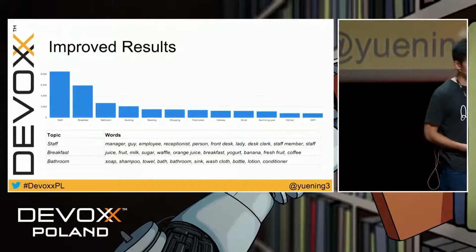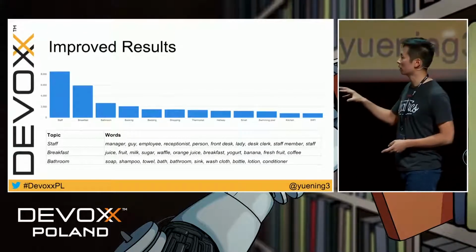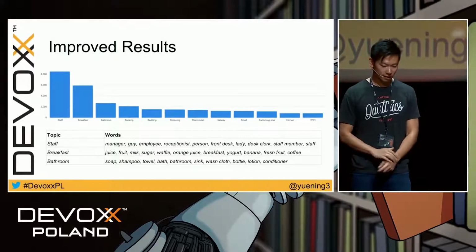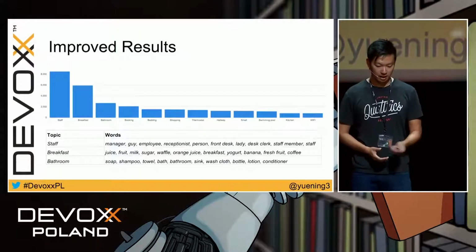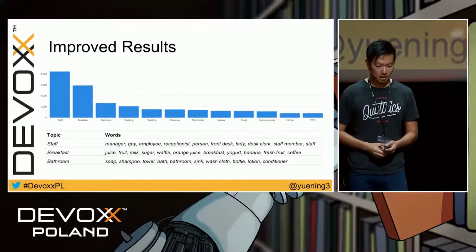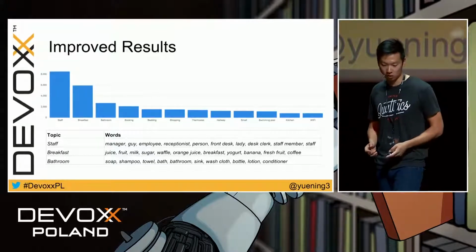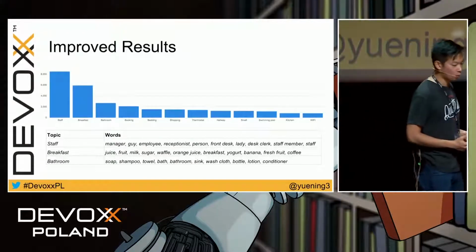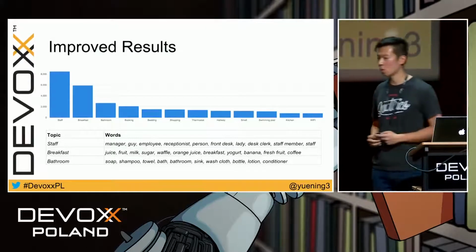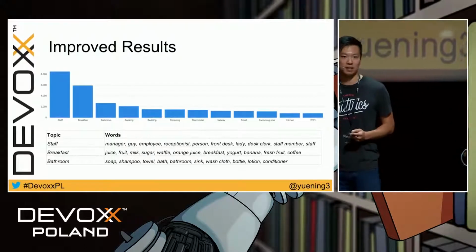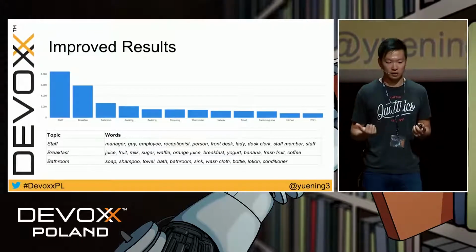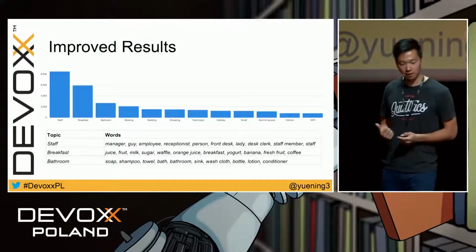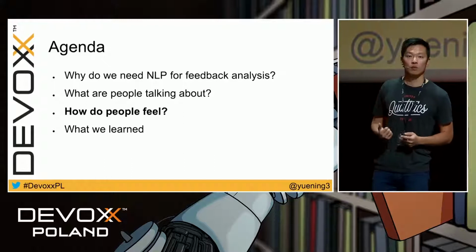For the topics here, down there you see some sample topics. We can see we also got more semantically related words for these topics. For staff, we got manager, employee, receptionists. For bathroom, we got soap, shampoo, towel, and conditioner. That's great. So in this way, we have a way to automatically run through the comments and bring our clients some ideas on the question of what people are talking about. And let's move to the second one. How do people feel about it?